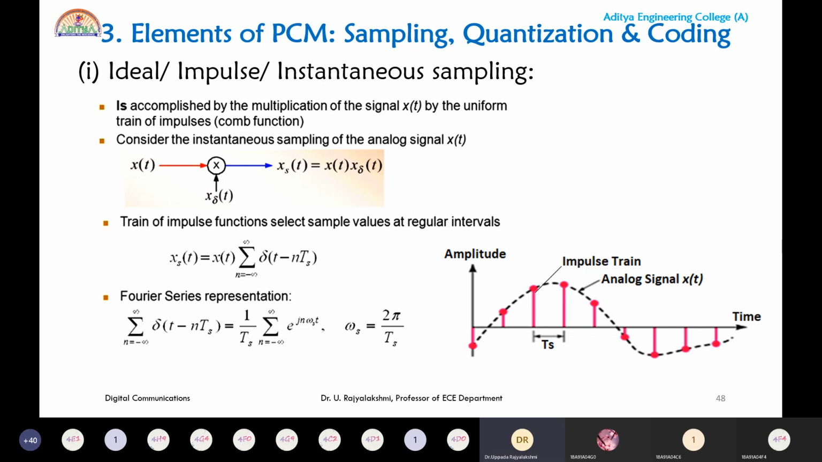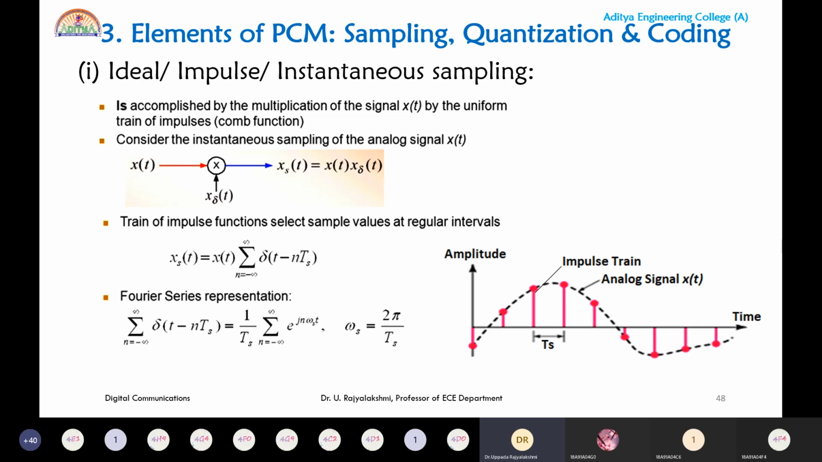And how can you generate an ideal sampled signal? We can generate it by taking the product of the input analog or continuous signal with a series of impulses. Then you can generate xs of t. Here x delta of t is a series of impulses. These series of impulses are shown with constant magnitude. If that is multiplied with x of t, you can see the result in the third point. Xs of t is x of t into summation n equals minus infinity to plus infinity delta of t minus nts.